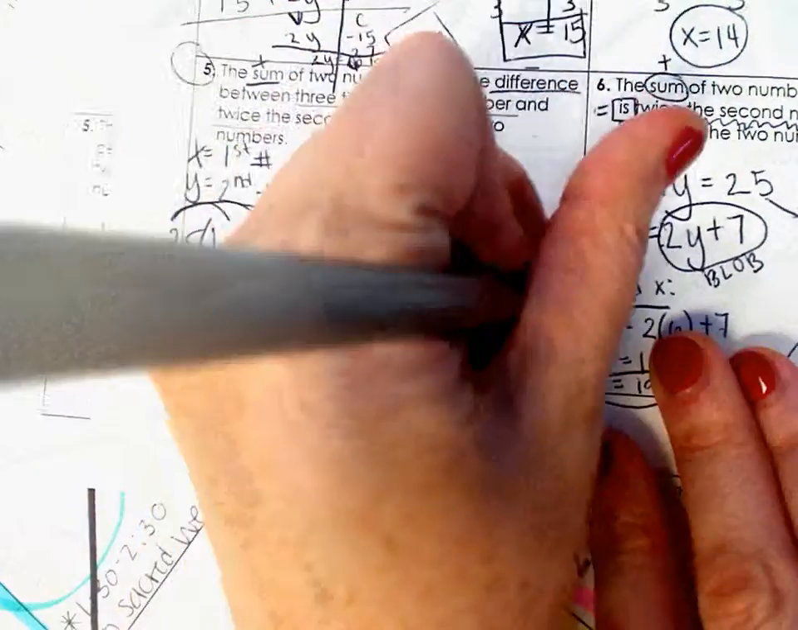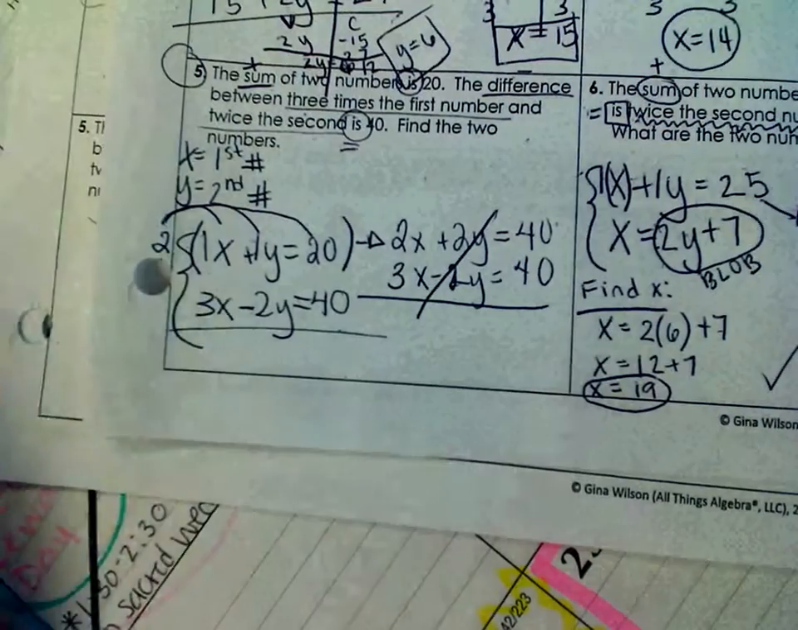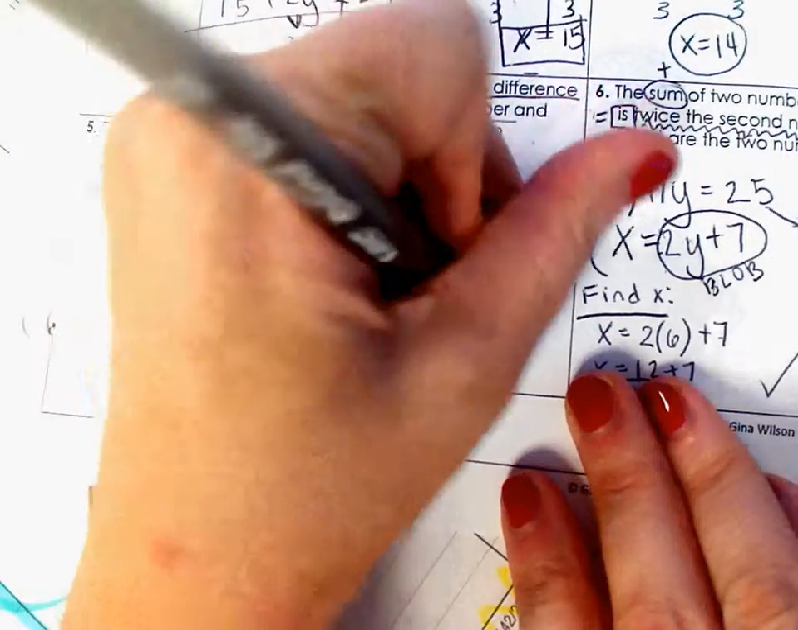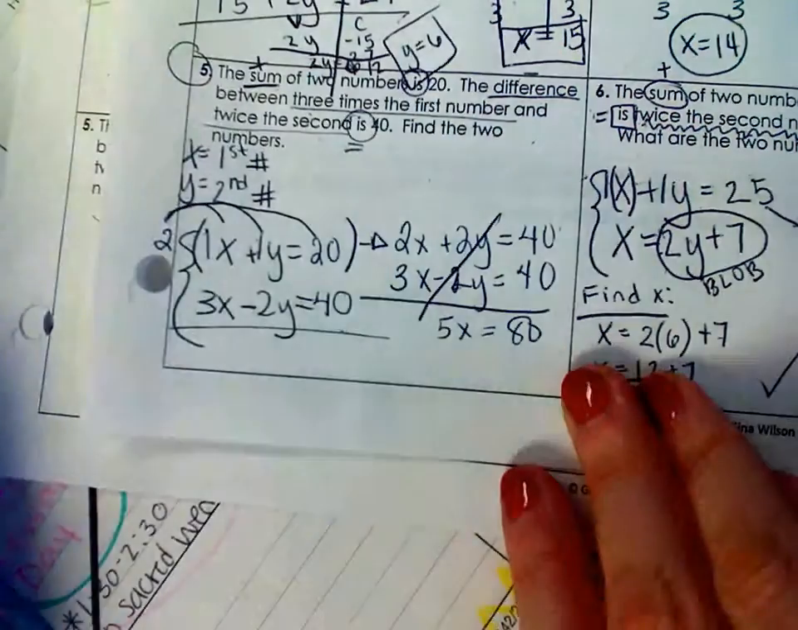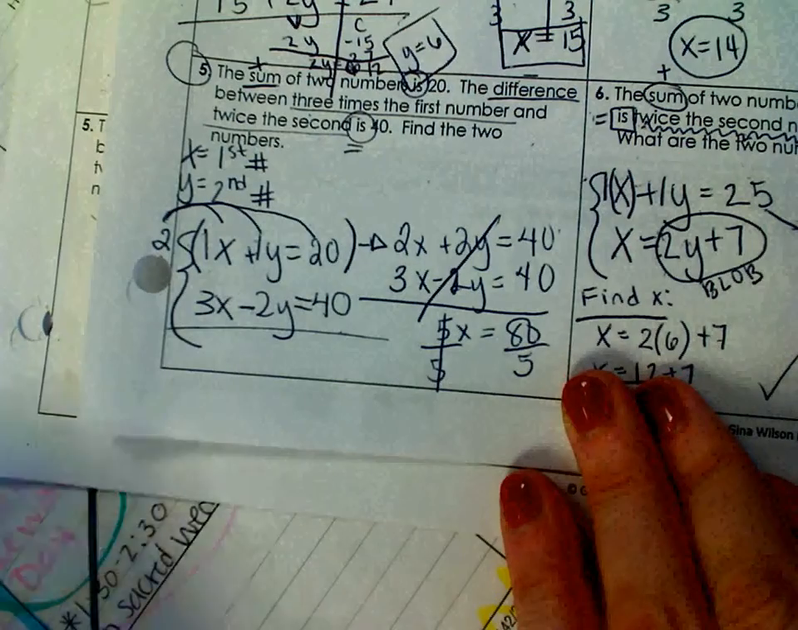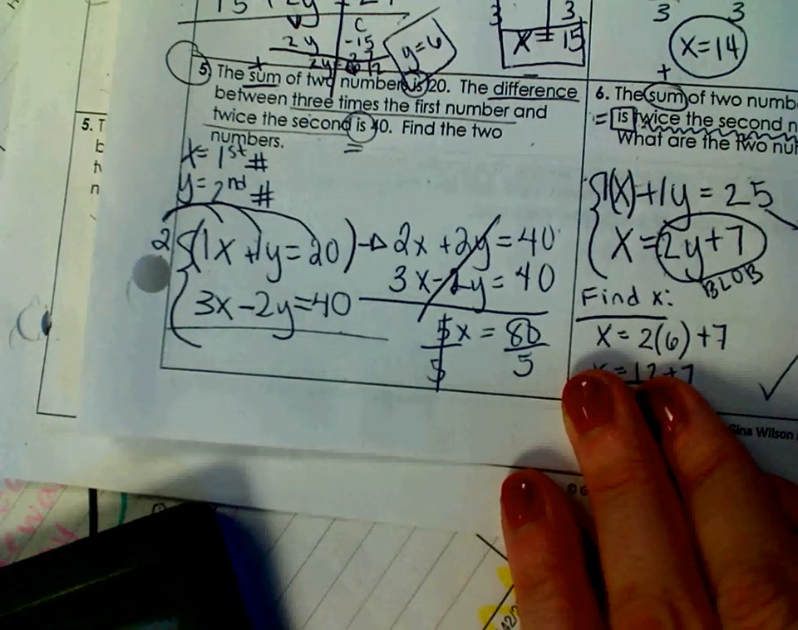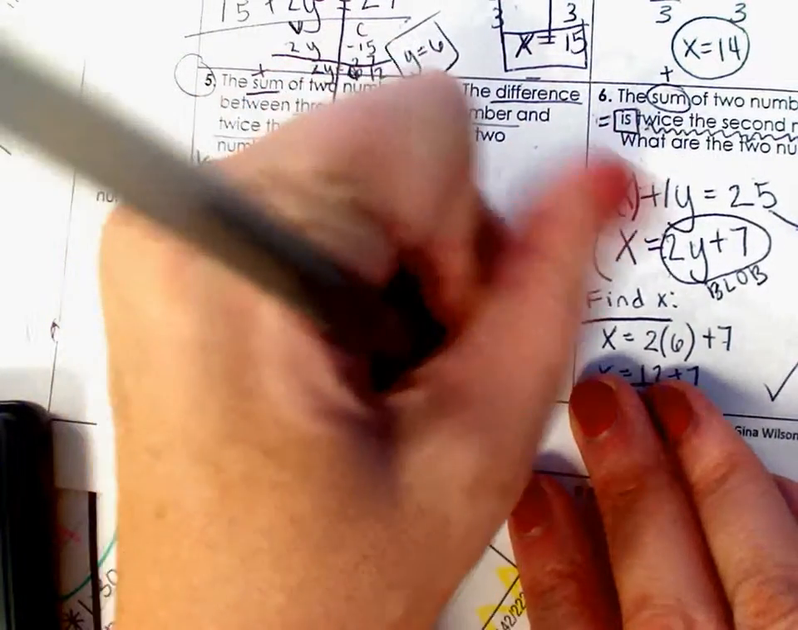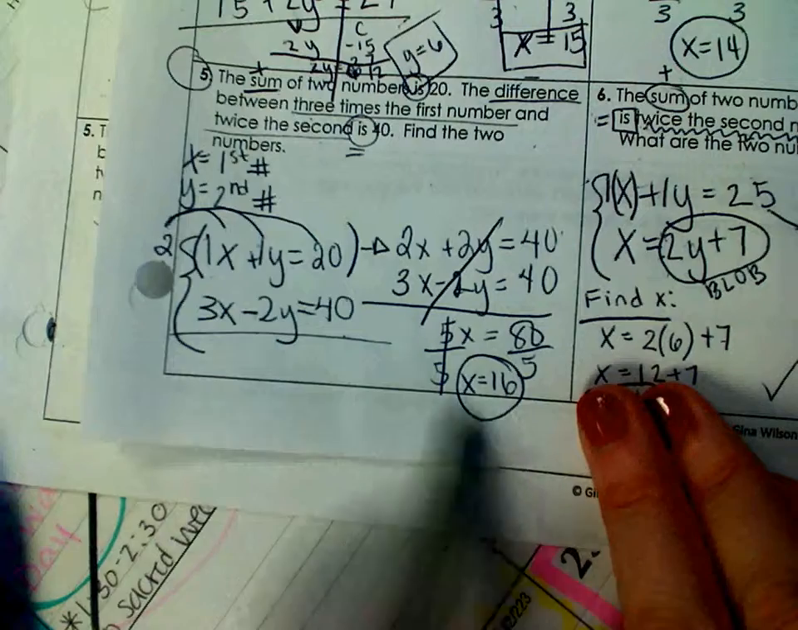Okay, so your y's eliminate. And then add, you get 5x equals 40 plus 40, 80. And that is 16. Okay, so let's plug that back into the original.